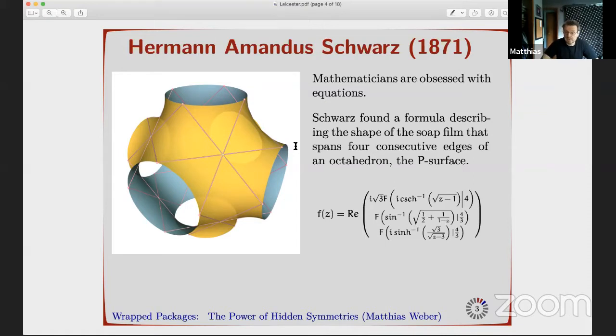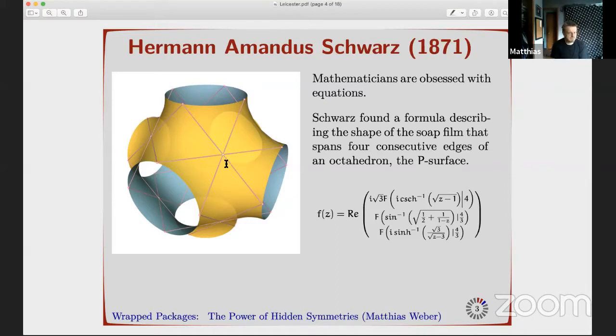And Riemann was one of the first people who found a rather general way of attacking this problem, and Hermann Amandus Schwarz independently realized how to do this in a few particular cases. And here is one case. So you see, for instance, on this particular surface, these little quadrilaterals there, and they actually are part of the edges of an octahedron. So when you take an octahedron and take a wireframe like this, dip this into soap and pull it out, you get some shape like this.